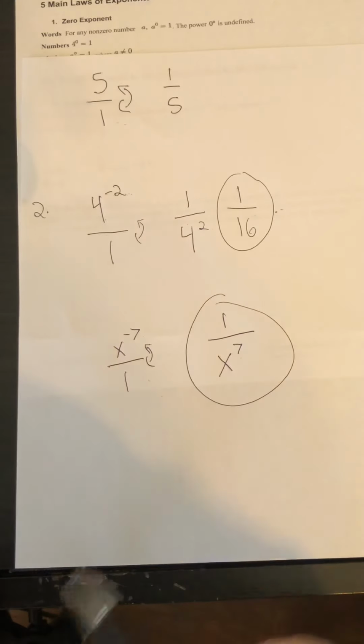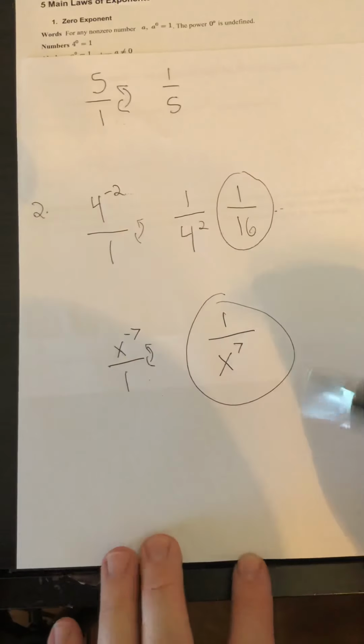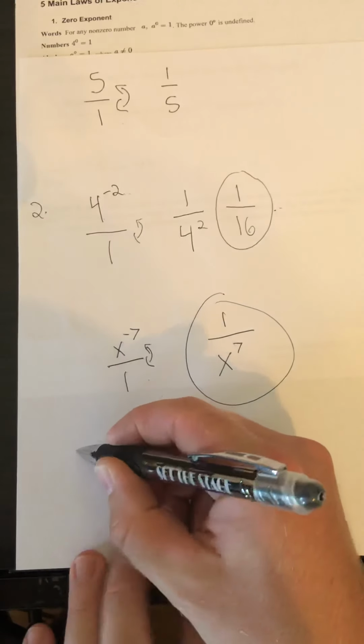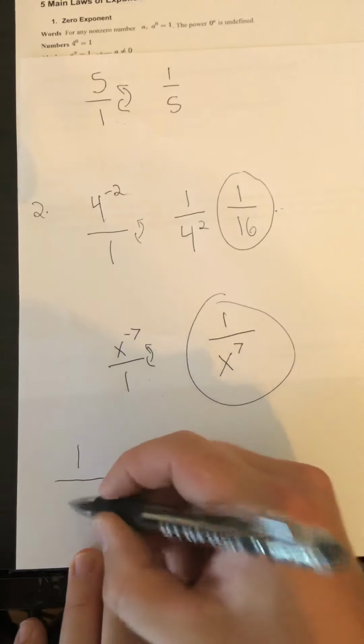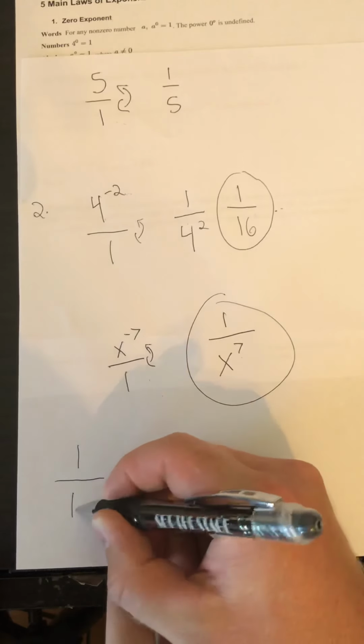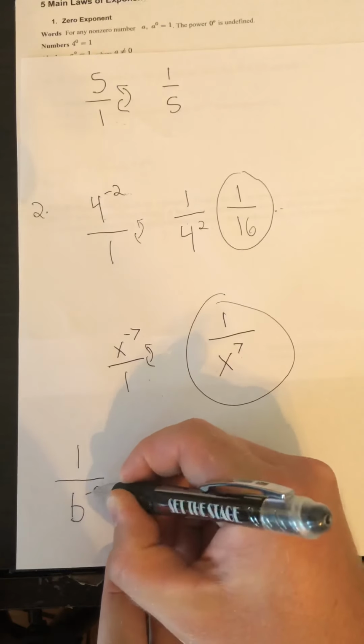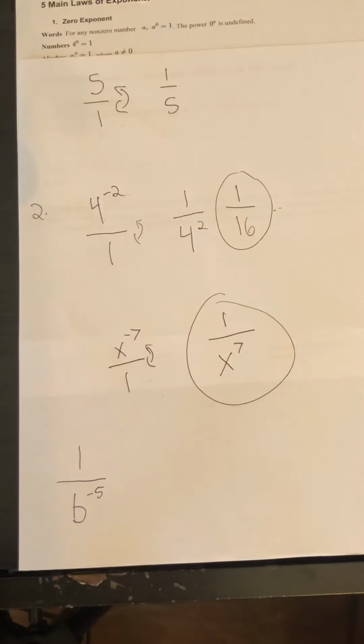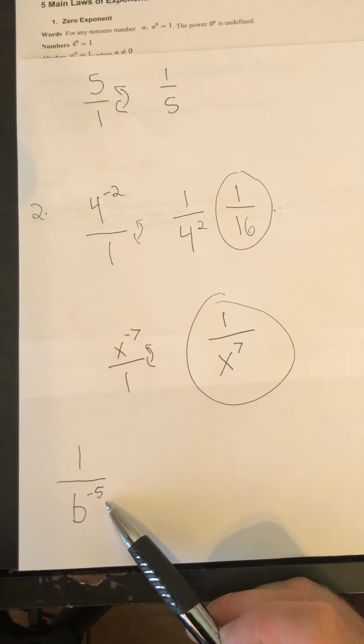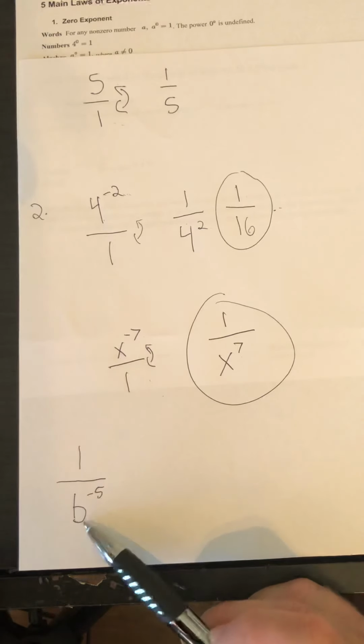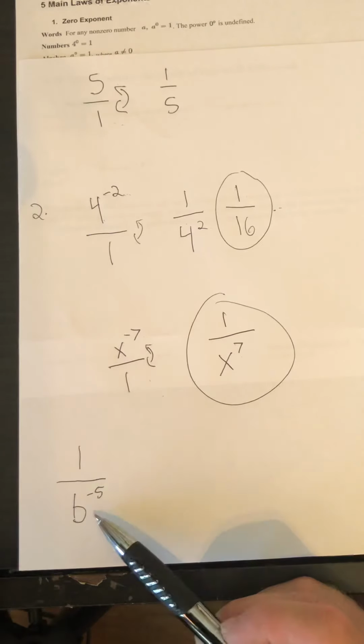Okay. Now, here we go. What if we have this? 1 over, let's just use b to the negative 5th. What if we have a negative exponent at the bottom? Well, guys, it still follows the same rules. We can't have a negative exponent, so we just use the reciprocal. We flip it up. So it goes both ways.